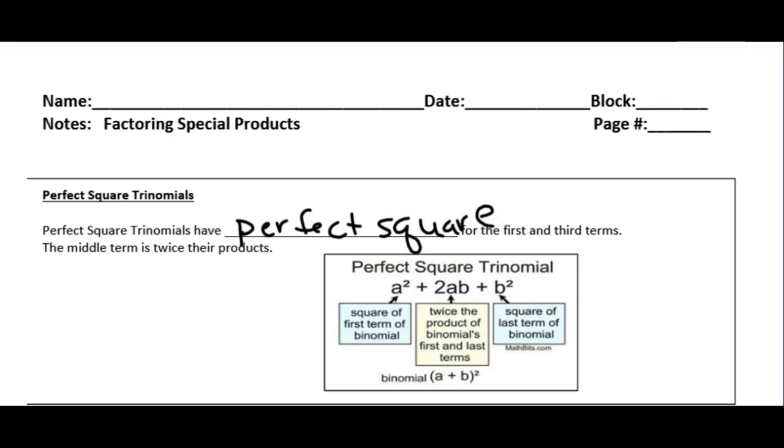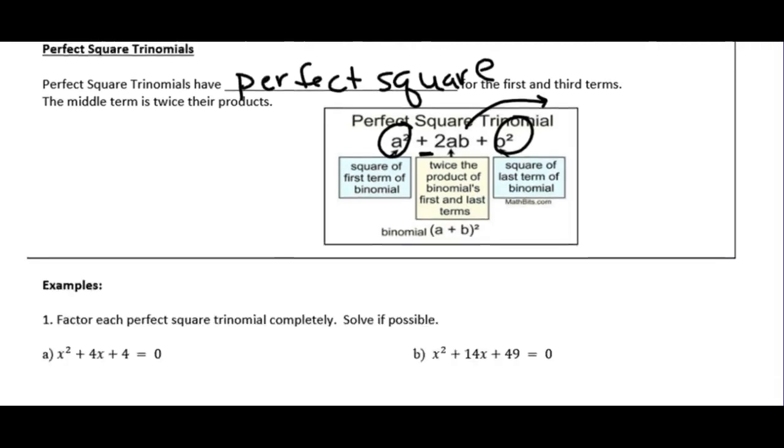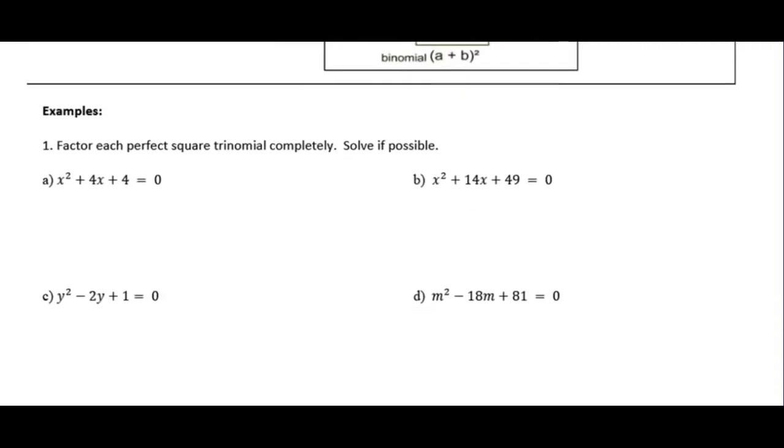That means the first term in the trinomial is a perfect square like 4, and the last term is also a perfect square. And something important about the middle is that it is twice their product. If you have that situation, then you can shortcut the factoring by just taking the square root of the first term and the square root of the last term and keeping the same sign. So let's take a look at some examples.